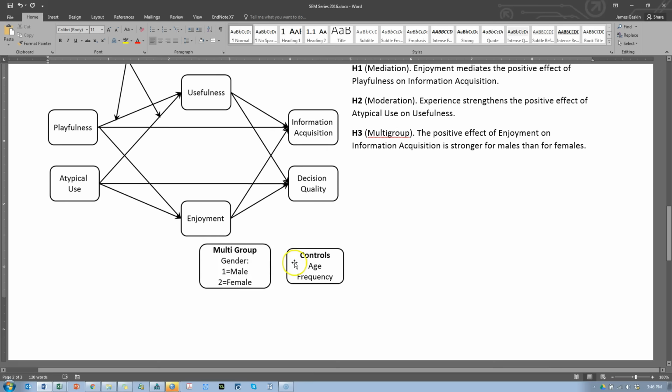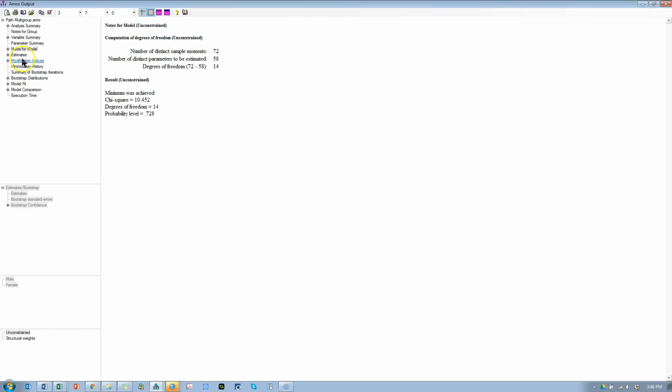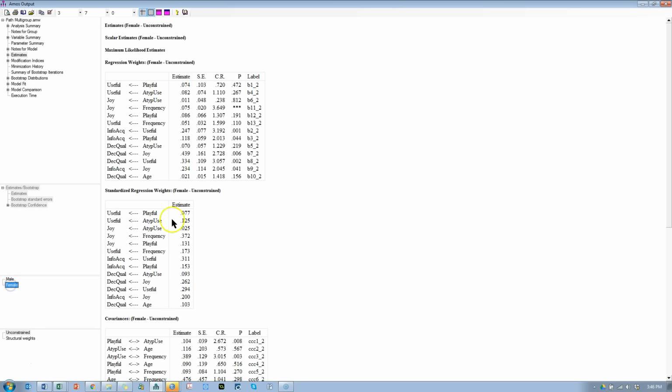But what if we had theorized that, for example, atypical use leads to decision quality? Let me go see if that's even significant. So we go over here, go look at estimates. Atypical use to decision quality is not significant. Well, for this gender, this is males. For females, also not significant.